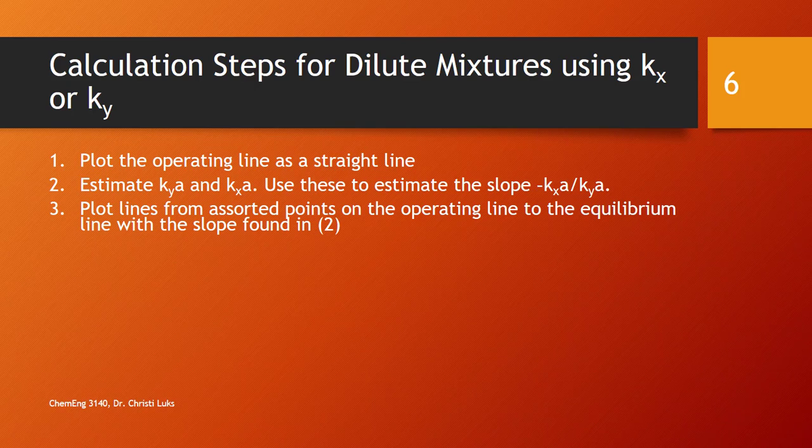Now then, go to your operating line and select points along that line. From each one of those points on the operating line, draw the line with slope negative kxa over kya. Where this intersects the equilibrium curve is going to be the point xi, yi. Now then, let's say we're going with ky, then I'm going to need to read the points y and yi from the graph. Y comes from the operating line. Yi comes from the equilibrium curve with these little crazy slopes. If you are needing to do this in terms of the liquid phase, then you're going to read x and xi from the graph.